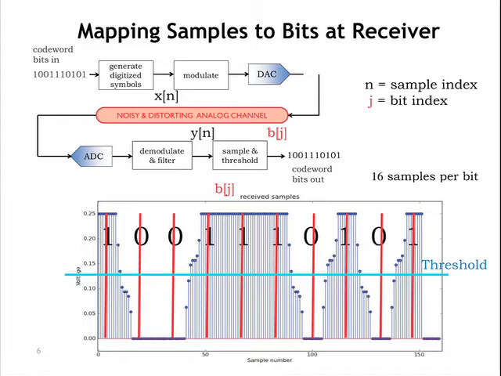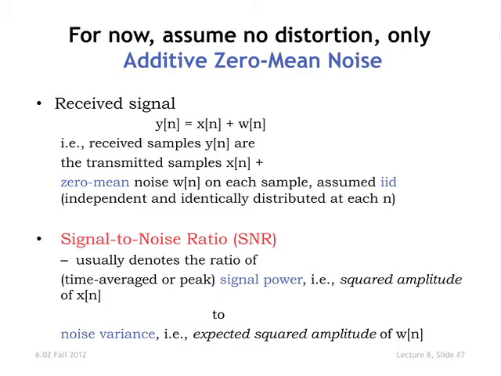So we have the sample and threshold feature here. So we're just taking one of the samples in the bit period, comparing with the threshold, and making a declaration. That's a very simple-minded decision rule. Okay, so we'll come back to distortion. Today I want to talk about noise, and I want to then suppress distortion. So let's forget about distortion.